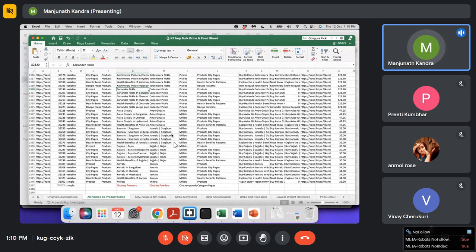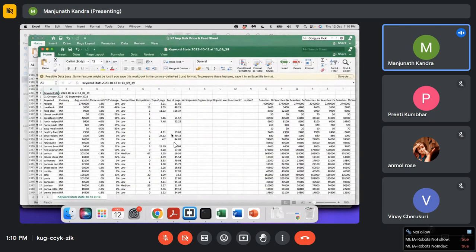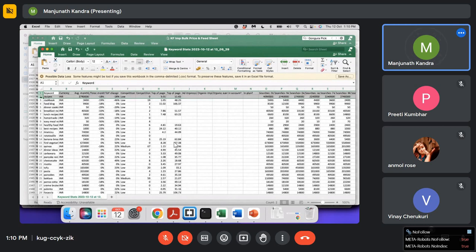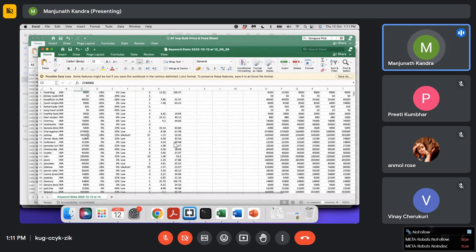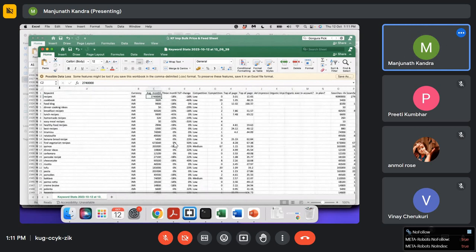So it's taking some time to load. Yeah, so this is what we have downloaded now. Okay, so look at this. There are 14,831 keywords here, right bottom. You could see here 14,831 keywords. And search volumes, every keyword has got a different search volume, right?